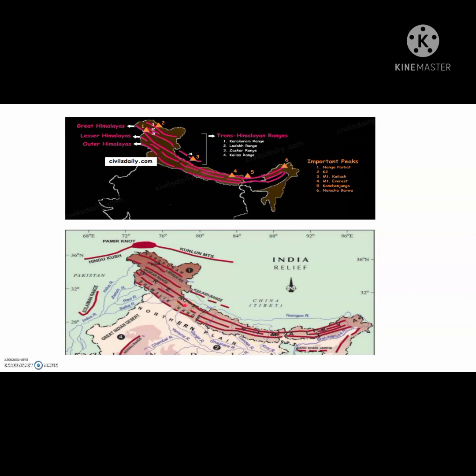Most of the important peaks are located in Himadri. You know that Mount Everest is located in Nepal, and the second one is K2 peak. The third one is Kanchenjunga, located in Sikkim. Not only these three peaks, but also Bhuvanagiri, Annapurna, etc.